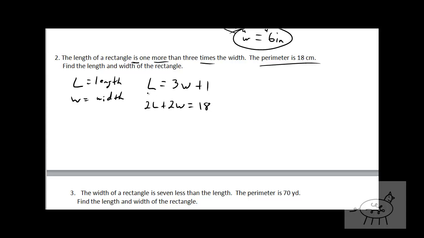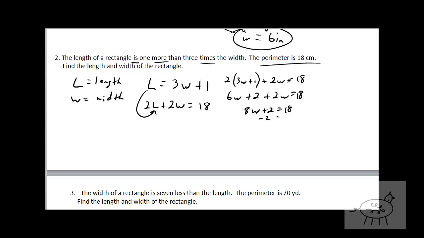And then, again, I'm just going to substitute that in. So 2 times 3W plus 1 plus 2W equals 18. So 6W plus 2 plus 2W equals 18. So 8W plus 2 equals 18. Subtract 2. So 8W equals 16, divided by 8, W equals 2. So 2, and the units are centimeters. So 2 centimeters is the width.